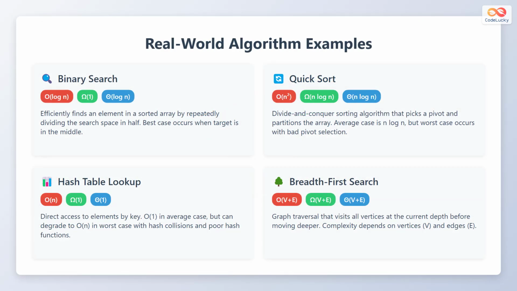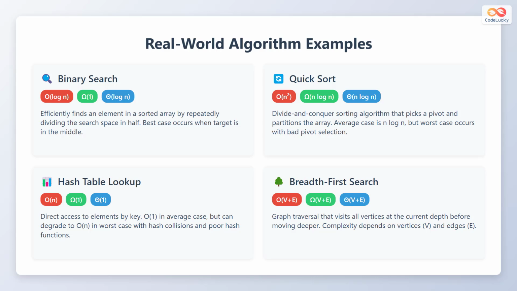Let's look at some real-world algorithm examples. First, we have binary search. It has a big O of log n, omega of 1, and theta of log n. It efficiently finds an element in a sorted array by repeatedly dividing the search space in half. The best case occurs when the target is in the middle.